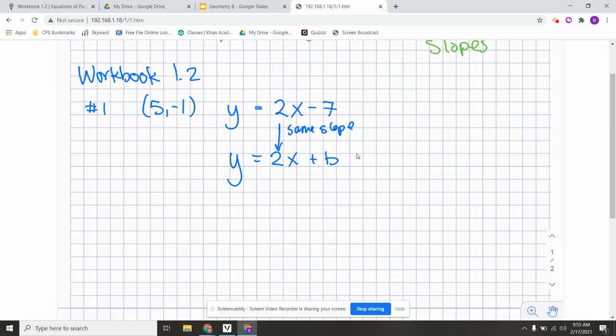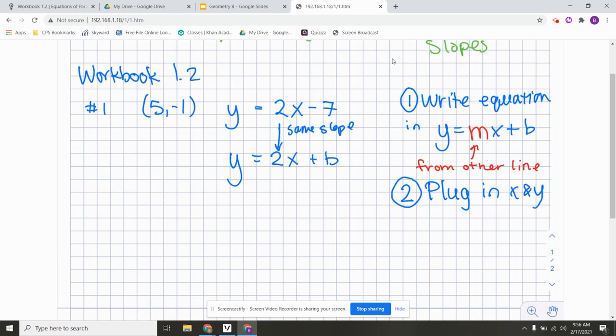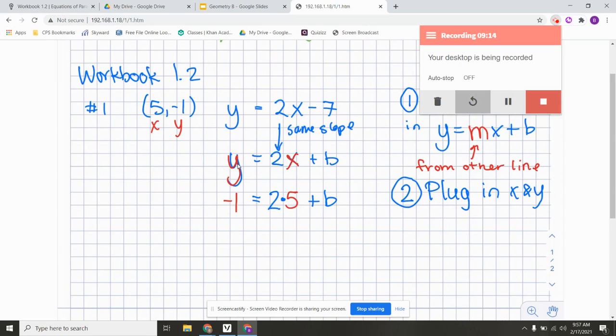So let's go over these steps really fast. Okay, so we put those in that, write the equation in y equals mx plus b, where that m is from the other line because it's the same slope. Next thing we're going to do is plug in this x and this y into this equation. So here's where we're going to put the x and here's where we're going to put the y. So I replace the y with -1 and then the x with 5. And now I'm going to solve. And my next step is to solve for b.